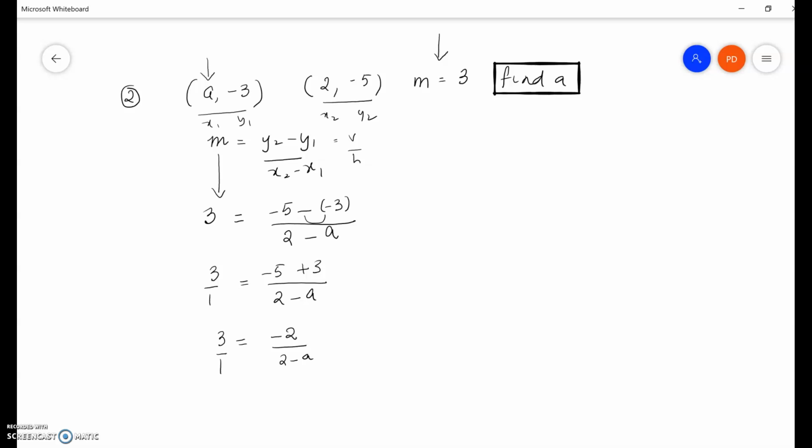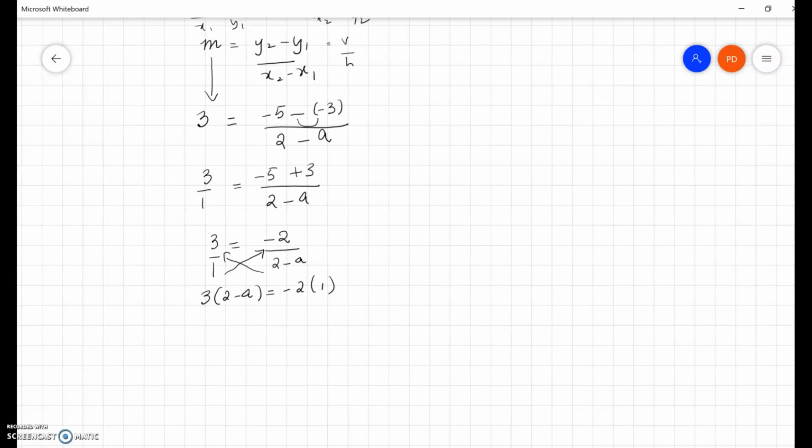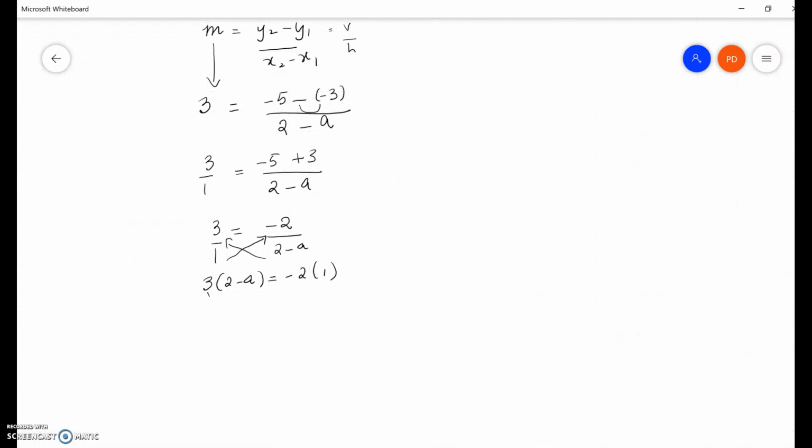Now we cross multiply. So 3 times 2 minus A is equal to negative 2 times 1, which is the same as 3 times 2 is 6. 3 times negative A is negative 3A equals negative 2.